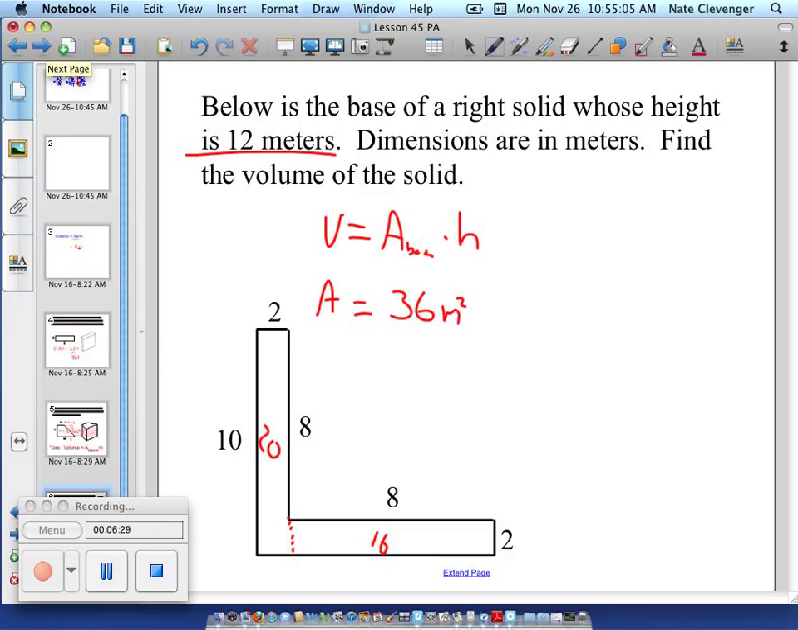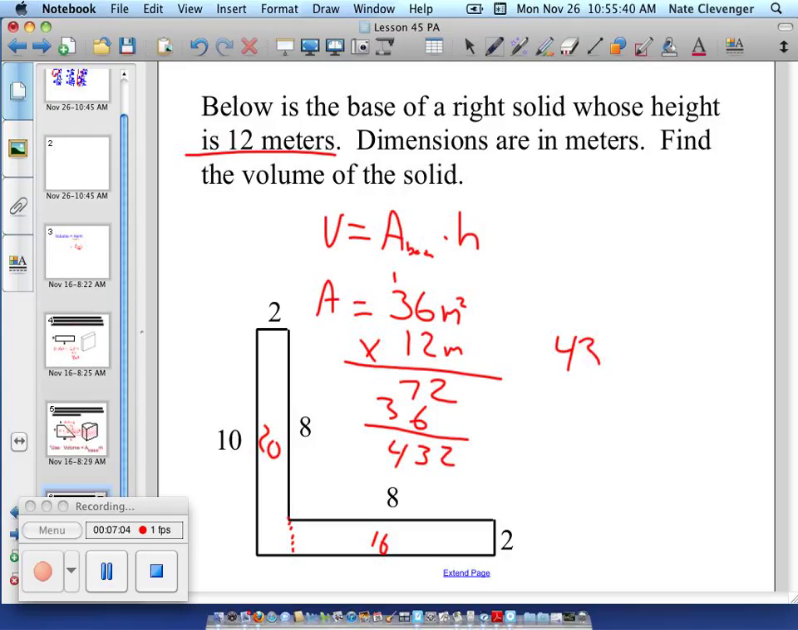And then we have a height of 12. 36 times 12. Not the height of the figure we have here, because that's already been figured into the area. So we can't see the depth. If it was, say, a swimming pool, we can't see how deep it is. So they're telling us that. Okay, so it's 12 meters deep, or tall, whatever you want to call it. 36 times 12 is 432. So 432 meters cubed would be your volume.